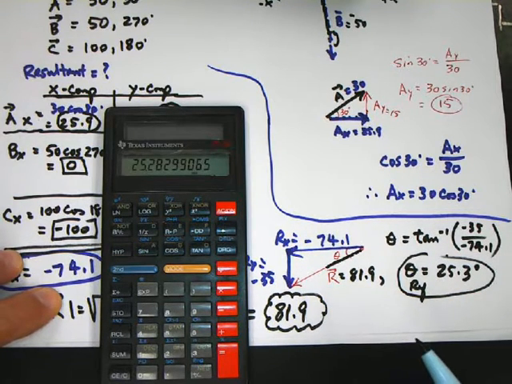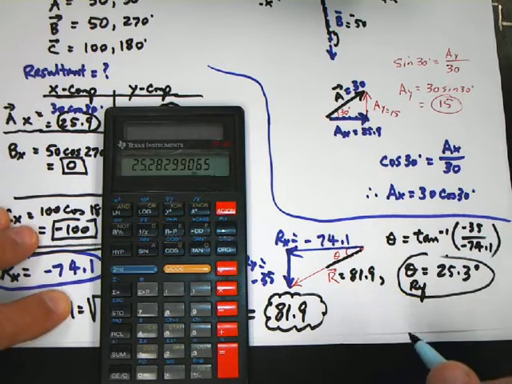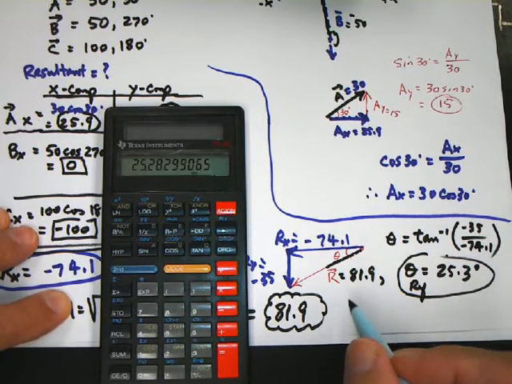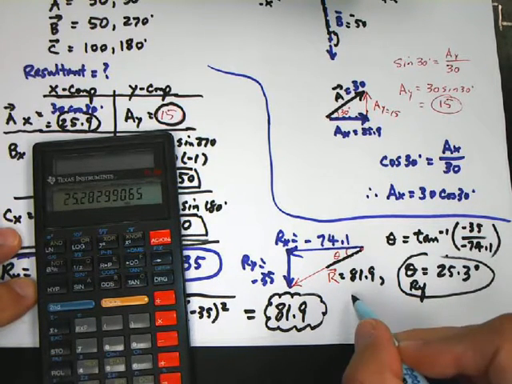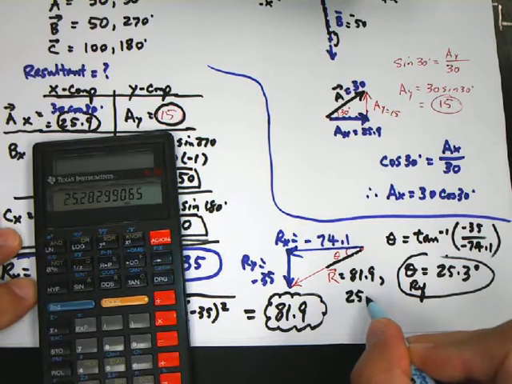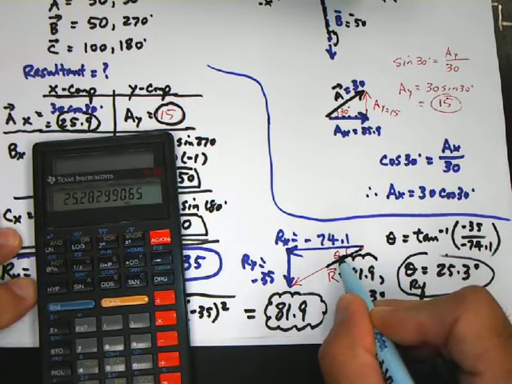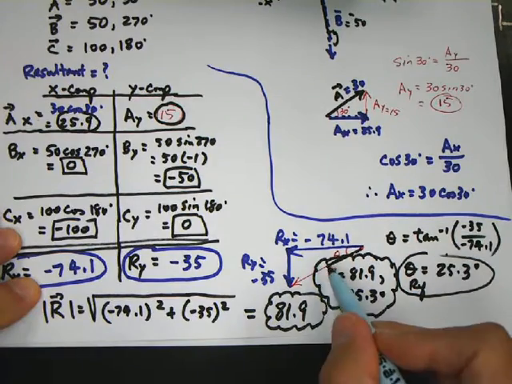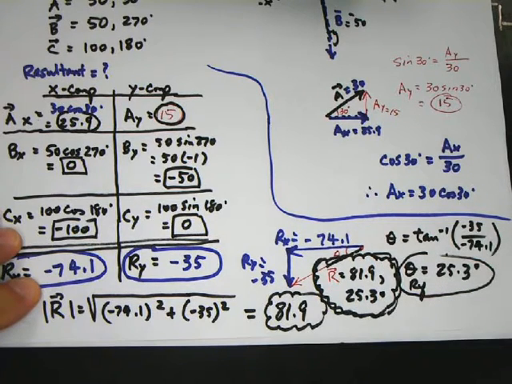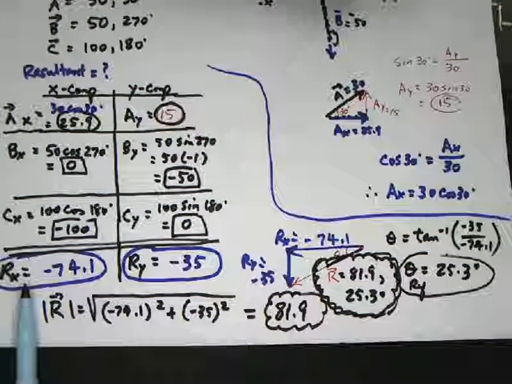But that's just a reference angle, isn't it? It's pointing down in this direction, so that would be greater than 180 if we were using it on a 360 degree reference circle. But it's fine just to put the reference angle in. So our resultant then would be 81.9 units long, and it has a reference angle of 25.3 degrees. So this is how to add vectors using the analytical or trigonometry method.